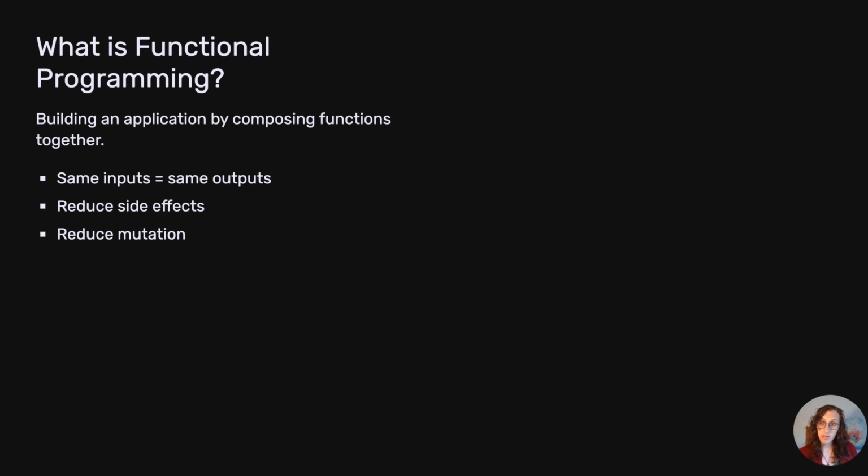The third piece is also reducing mutation. So we don't want to be manipulating our variables in the middle of things. If you need to change that value, typically in functional programming, you're going to get an entirely new value back rather than updating the one that you already have.